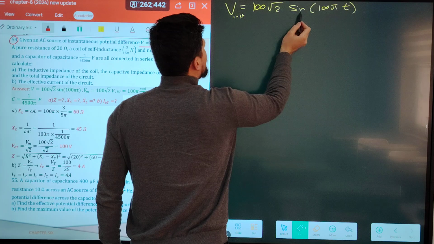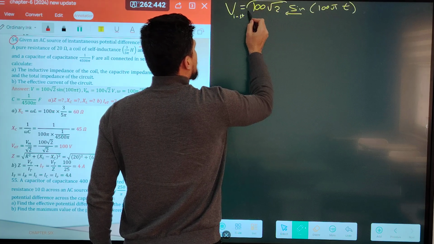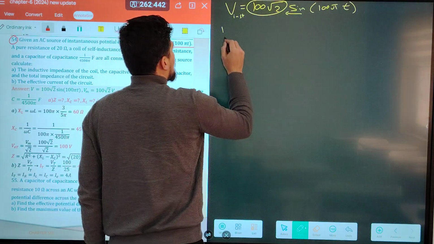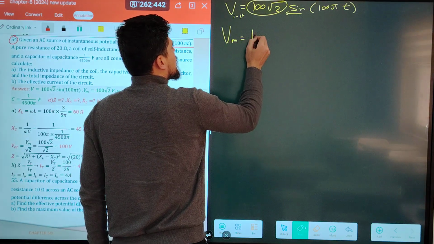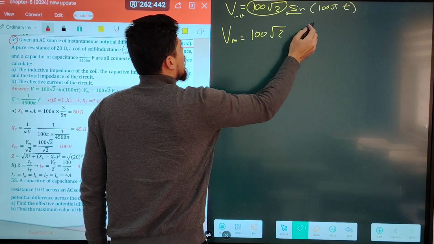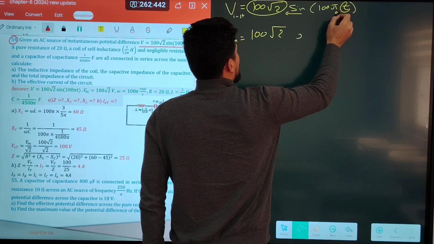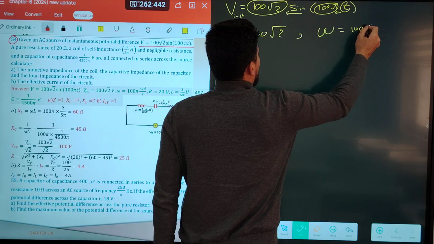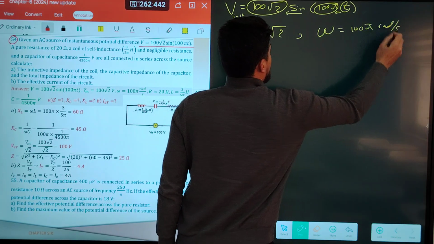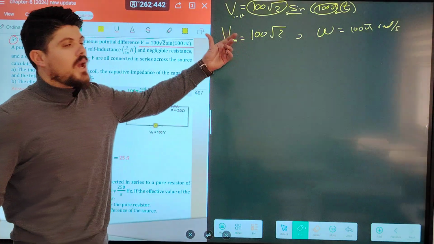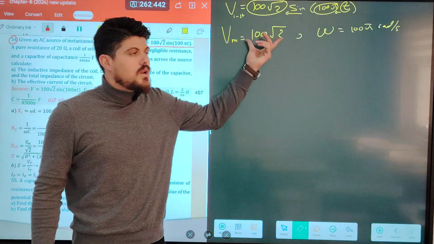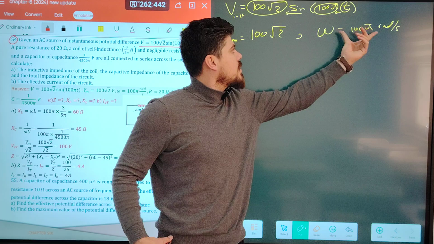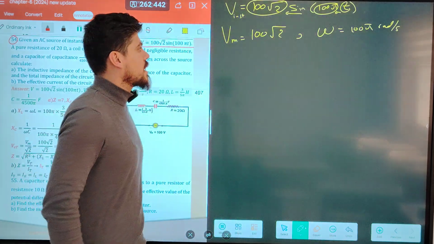Okay, so the number before sine is always, for the equation of potential difference, the maximum value. Do we have the maximum value? Yes, it is equal to what? 100 radical 2. So the number before t, before time, is equal to what? Omega. Do we have omega? Yes, 100 pi rad per second. In the equation, we have two values: the maximum value of potential difference and the angular speed of this circuit, omega, equal to 100 pi rad per second.